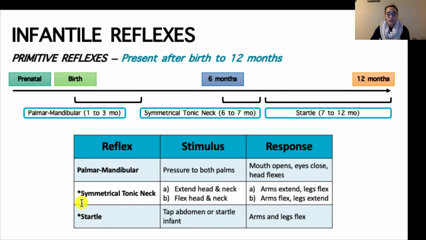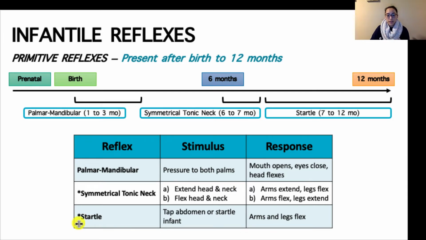The symmetrical tonic neck reflex appears between 6 and 7 months. And this one, I think it's better understood with a figure, but when the head and neck extend backwards, the arms extend and the legs flex. When the head and neck flex forward, the arms flex and the legs extend. So generally the same idea, but they're just opposite of each other based on the position of the head.